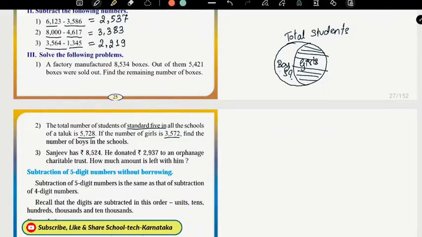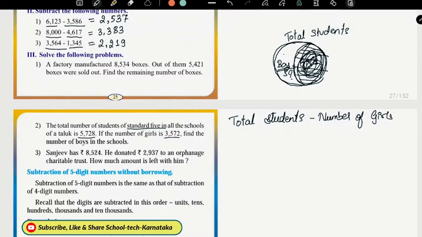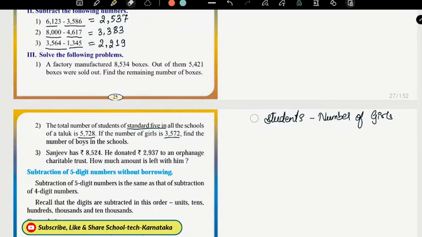So to find the number of boys, we need total students minus this section, and we get this. Number of boys is equal to total students minus number of girls. This is how we find the total number of boys. So let's start solving this problem.